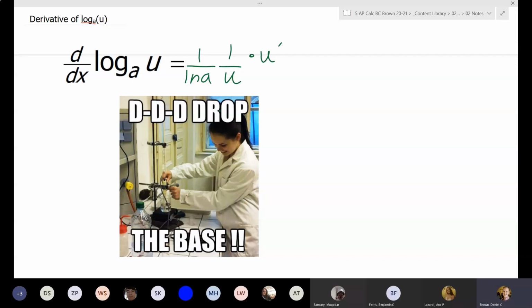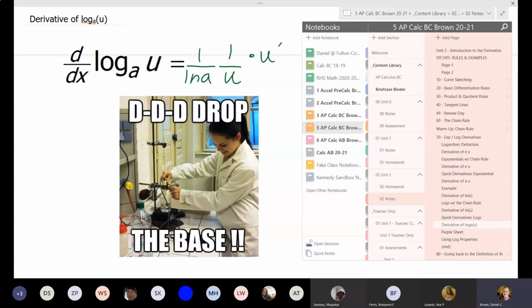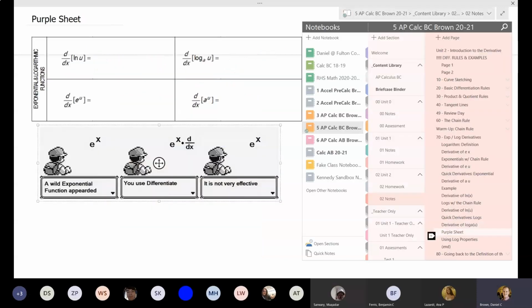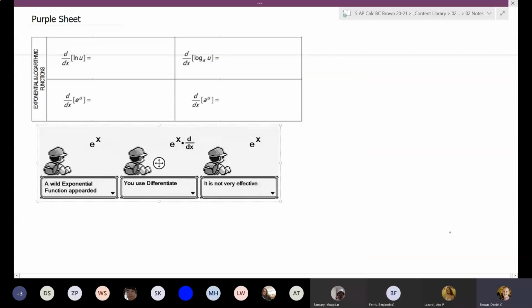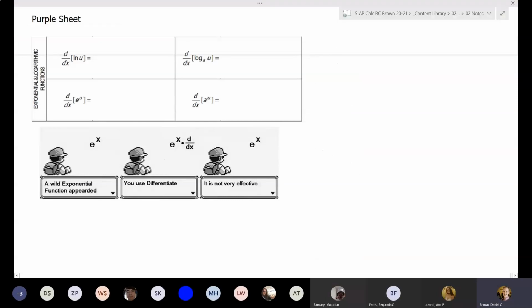So to summarize, I do have an example with this, but I did want to summarize and compare all of our rules first. So this is how the rules showed up on the formula sheet. So we have 2 rules for logarithms. We have the natural log, which is just 1 over the inside times the derivative of the inside for the chain rule. If you have one of a different base, you still have 1 over the inside times the derivative of the inside, but you have this added piece of 1 over the natural log of a.